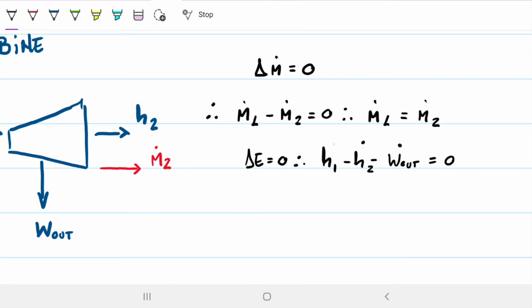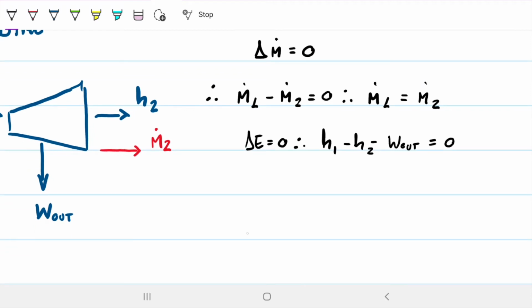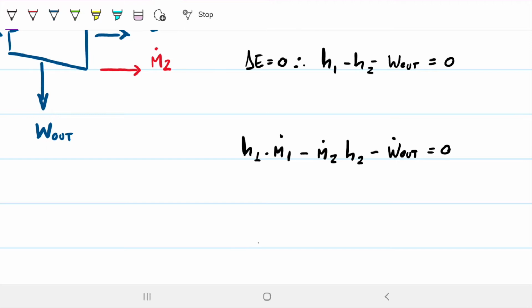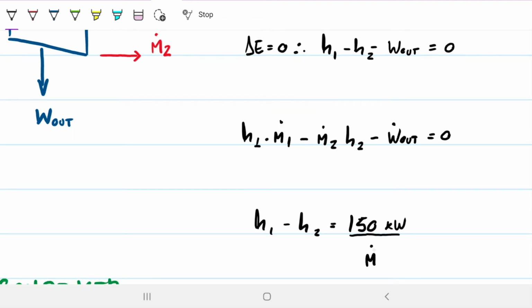So if I want to put it as a rate, I'm going to have to do rate for enthalpies as well, right? So if I want to rewrite that according to what we have in terms of data, I would rewrite this as H1 times mass flow rate 1, which gives me a rate, minus mass flow rate 2 times H2, minus the rate of work output has to be 0. And I can write that finally as H1 minus H2 has to be equal to the 150 kilowatts divided by the mass flow rate 1 or mass flow rate 2, doesn't matter, whichever you choose, because they're the same, right?